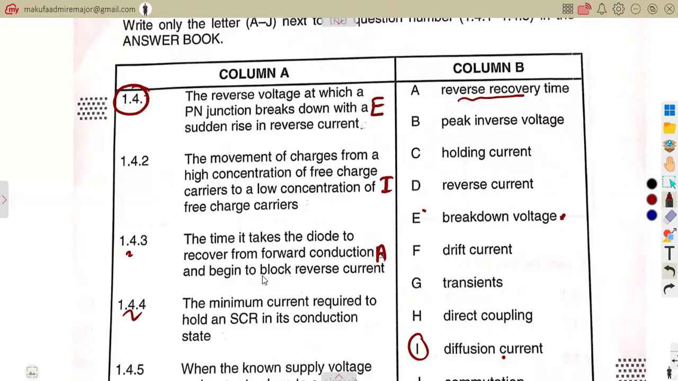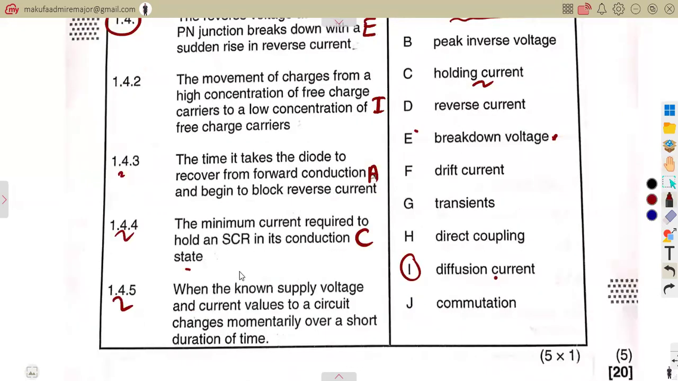1.44, the minimum current required to hold the silicon controlled rectifier in its conduction state, the minimum, that is the holding current. There we talk of the holding current, so it's going to be C. When the non-supply voltage and current values in a circuit change momentarily over a short duration of time, that is the transient. Okay, that is G there.